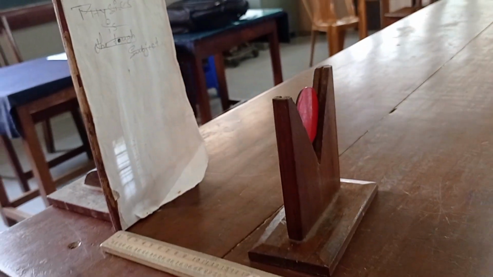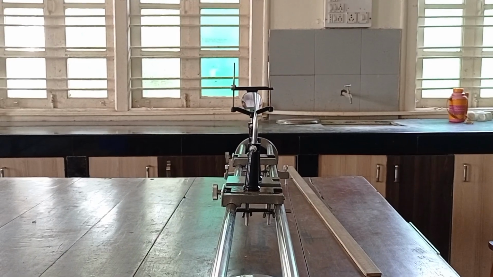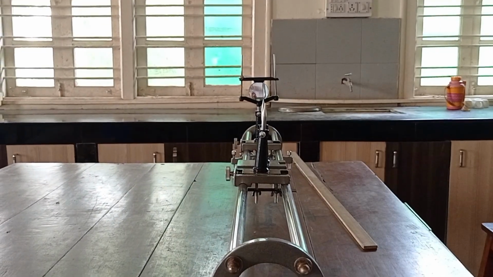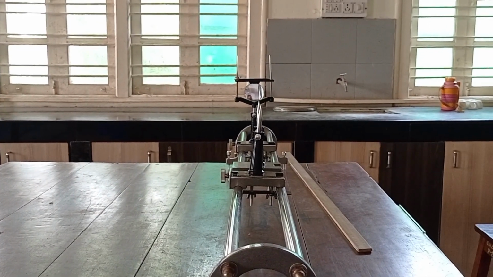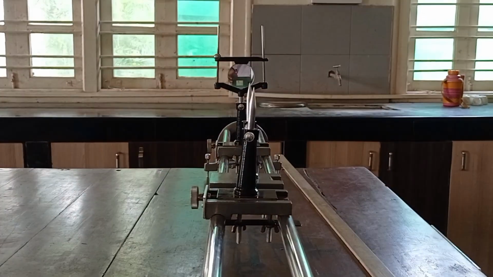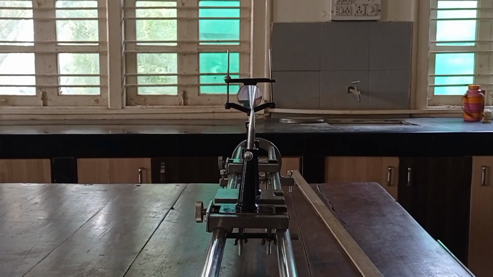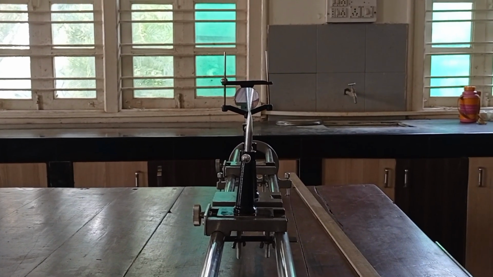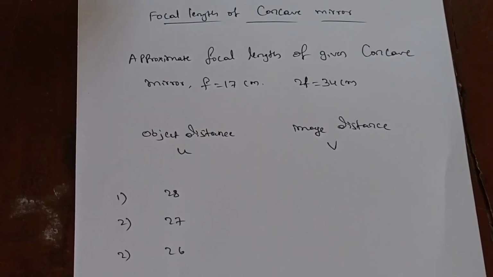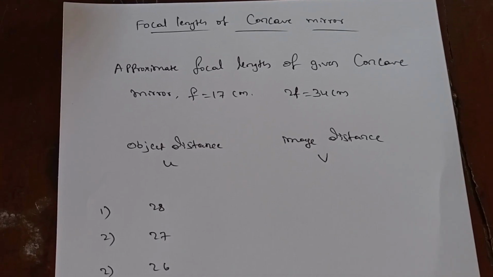Now I will show how to measure the readings in an optical bench. Now I am showing the instrument, the optical bench. This is the optical bench used for measuring the focal length of concave mirror. Here I removed the parallax. Here the object pole and image pole coincide. Like that you have to set it in a proper way. Here the approximate focal length is f equal to 17 centimeter.